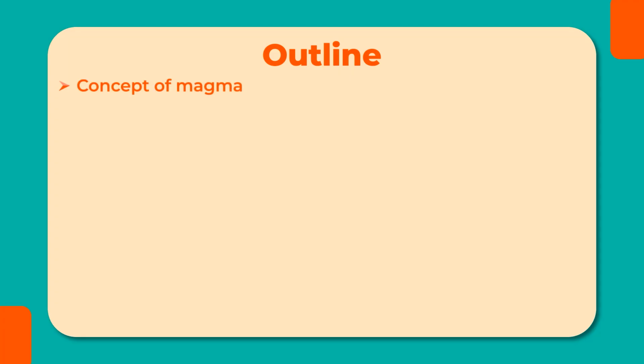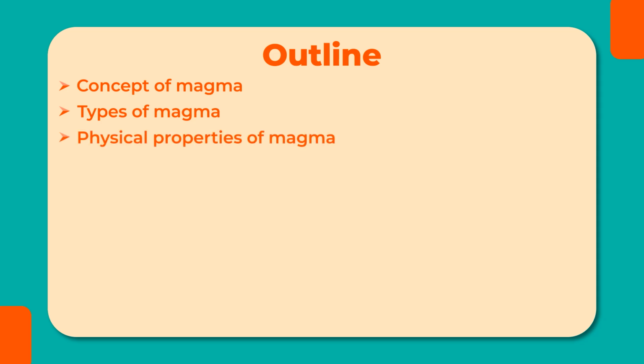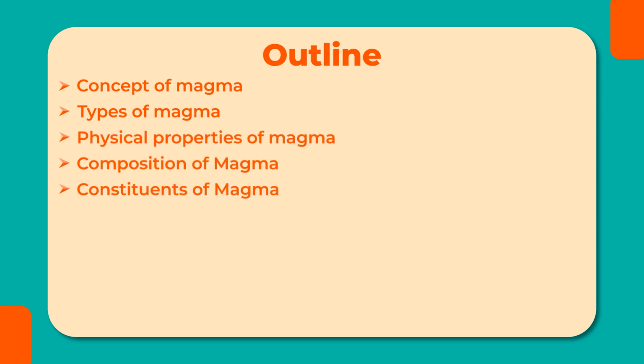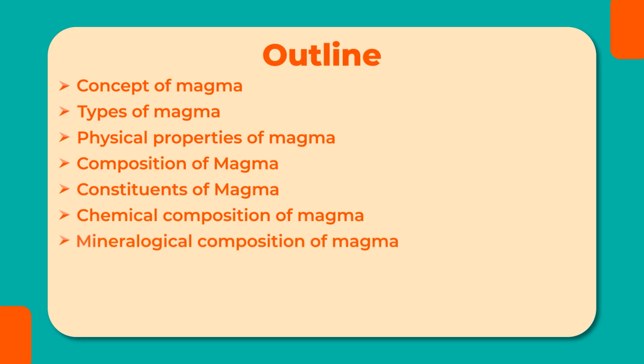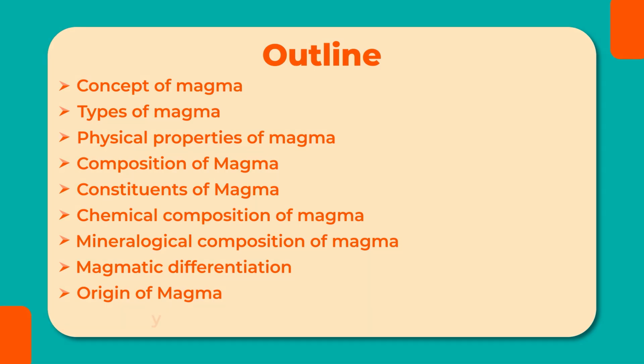Concept of magma, we will discuss the types, followed by the physical properties, then composition and constituents of magma, chemical and mineralogical composition of magma, magmatic differentiation, origin of magma, and then we will lastly summarize. Recall that we have discussed the classification of igneous rocks in the previous video. Now in this video you will get acquainted with the physical properties of magma.